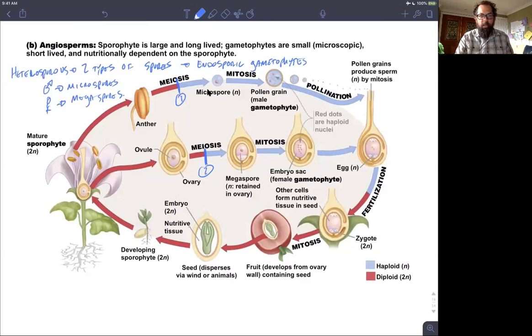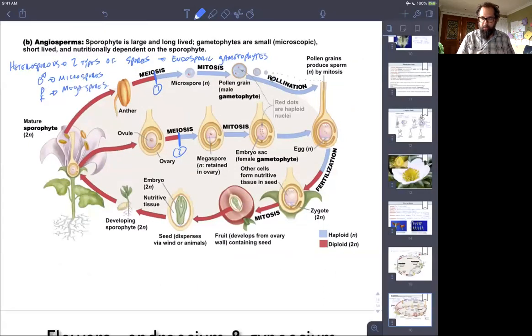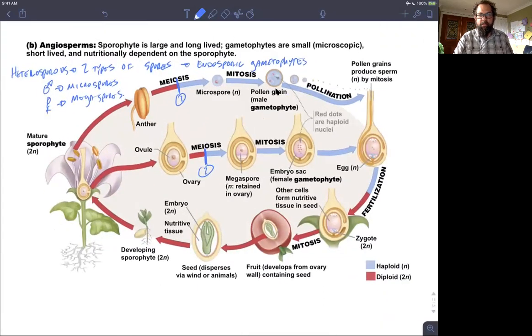Meiosis occurs and produces the microspores, and those microspores then develop into a mature male gametophyte, and that is what we call the pollen grain. And so the pollen grain itself is the male gametophyte, the microgametophyte, inside of the pollen grain. On the female side, inside of the ovary, we have ovules, and inside of that ovule is where meiosis occurs. And we form megaspores after that meiotic event.